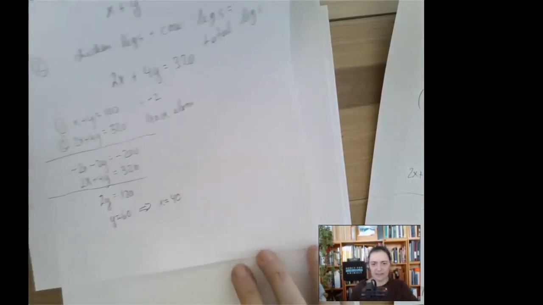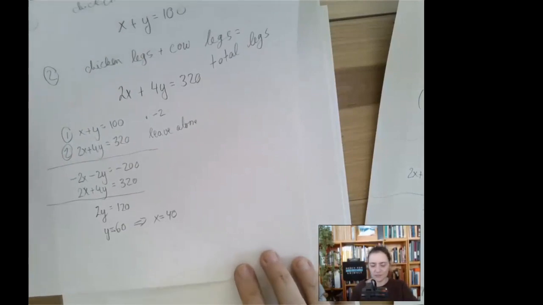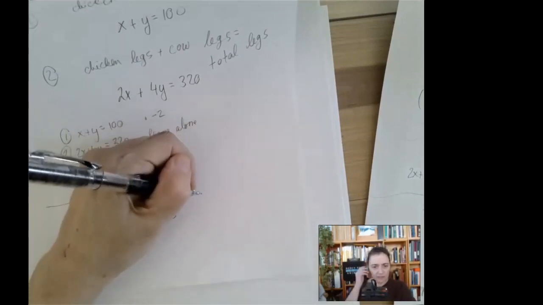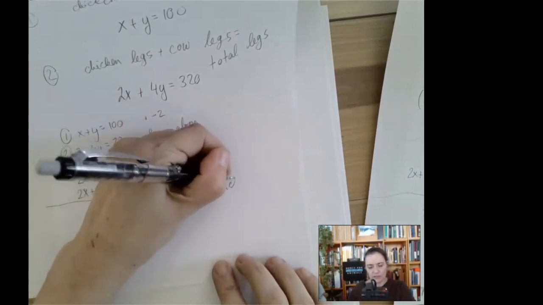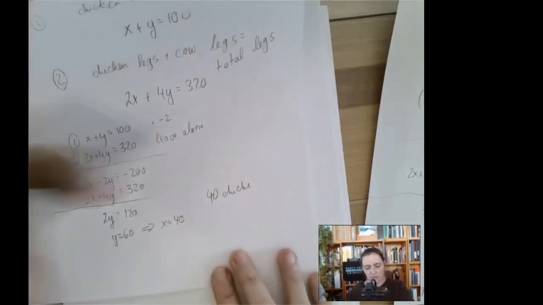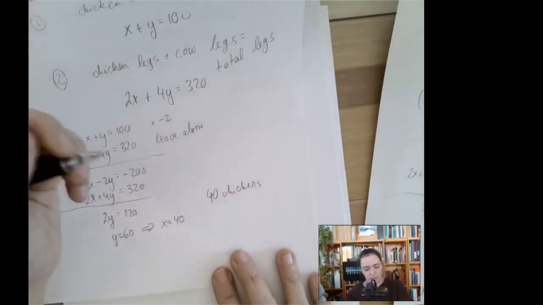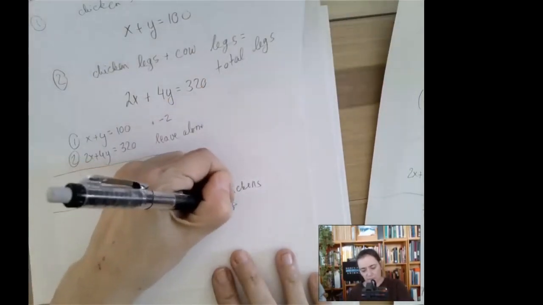No one asked you about x and y. This was a word problem. So write down what we think the answer is. 40 chickens. X was chickens, yes. 40 chickens, 60 cows.